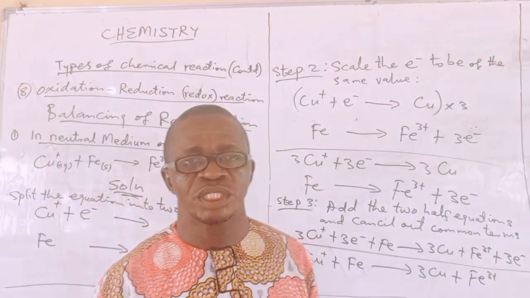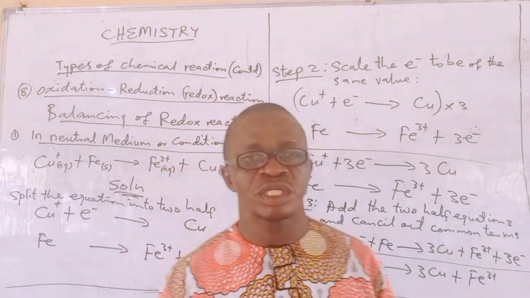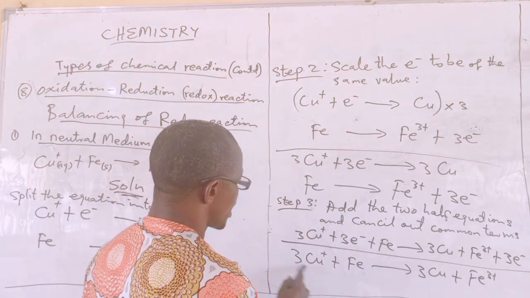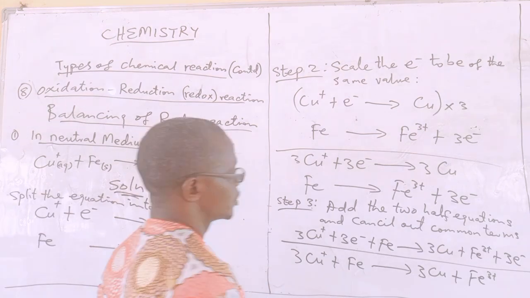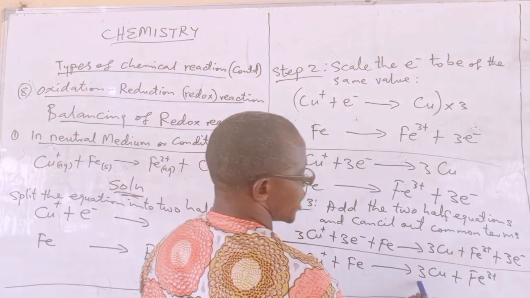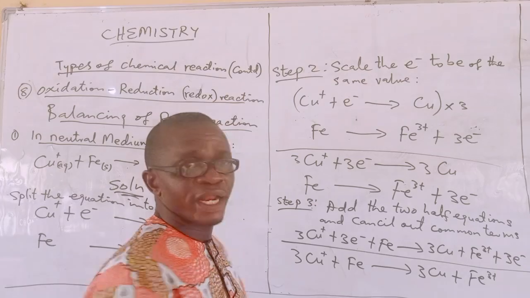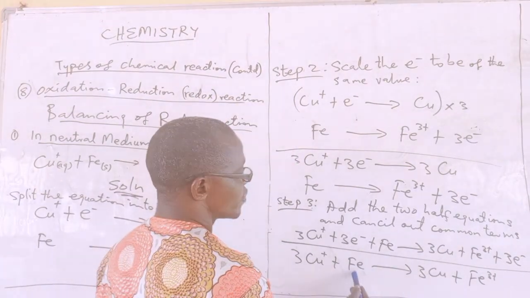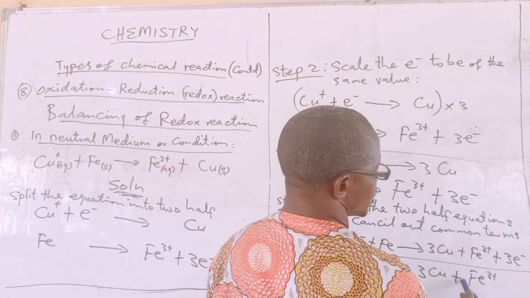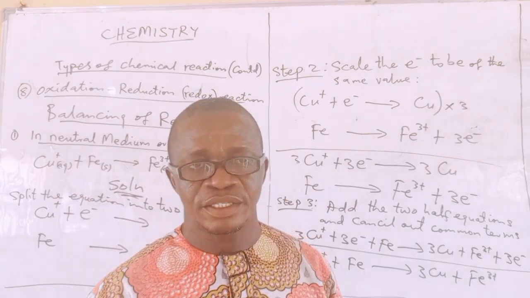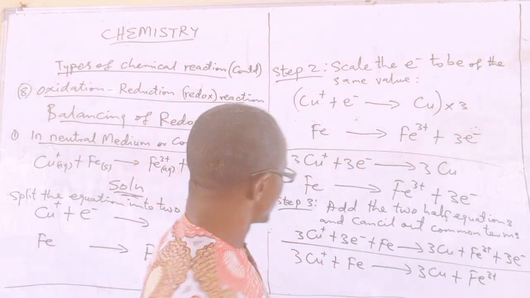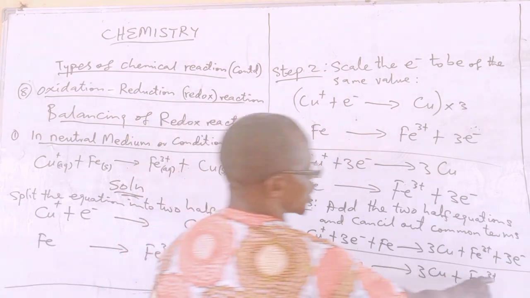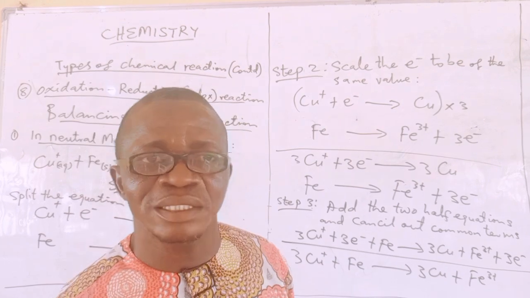Let's confirm the equation and be sure that the equation is balanced. Okay, Cu here, how many? 3. Come to the product. Cu here is how many? 3. Is it balanced? Yes, it's balanced. Let's move on. Go to Fe. Fe here is 1. Fe here is 1. Is it balanced? Yes, it is balanced. So let's move on. Now, the next thing, balance the charge. Check the charge. If it is not balanced, balance it.